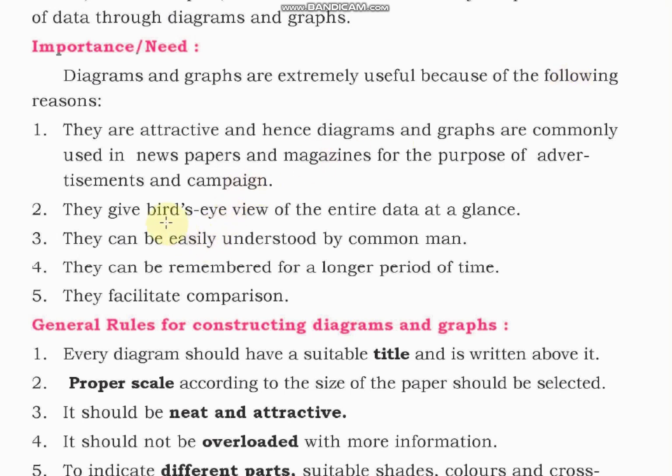So, bird's eye view: a bird flies at a distant height where it can see almost a city in one glance. Similarly, the diagram gives you the idea of the entire data at one glance. Although for inner depth and inner calculations you may have to rely on tabular presentation, still you will get an entire outline of the given data with the help of diagrams or graphs.